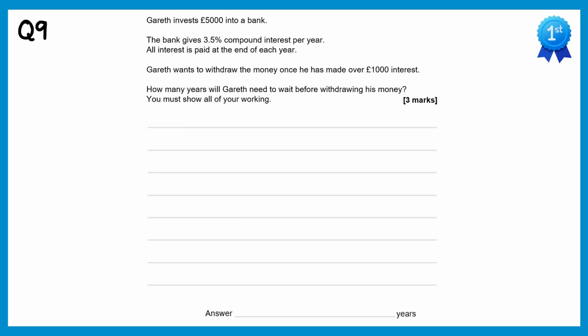For this question, we've got Gareth who's going to invest £5,000 into a bank, and we know it's compound interest of 3.5%. We're told that Gareth wants to withdraw the money once he's made over £1,000 in interest. So we can just say £5,000 add £1,000 is £6,000. So we need to work out what year he's going to hit more than £6,000.